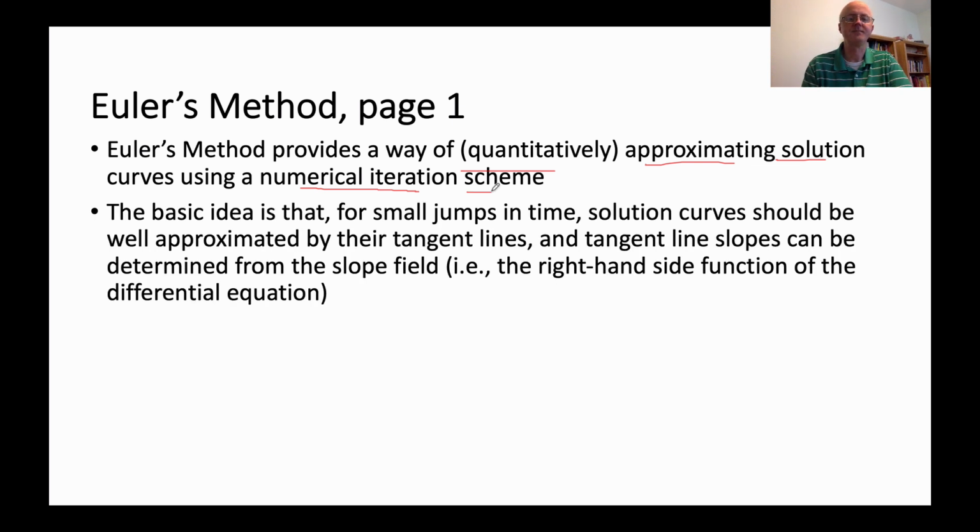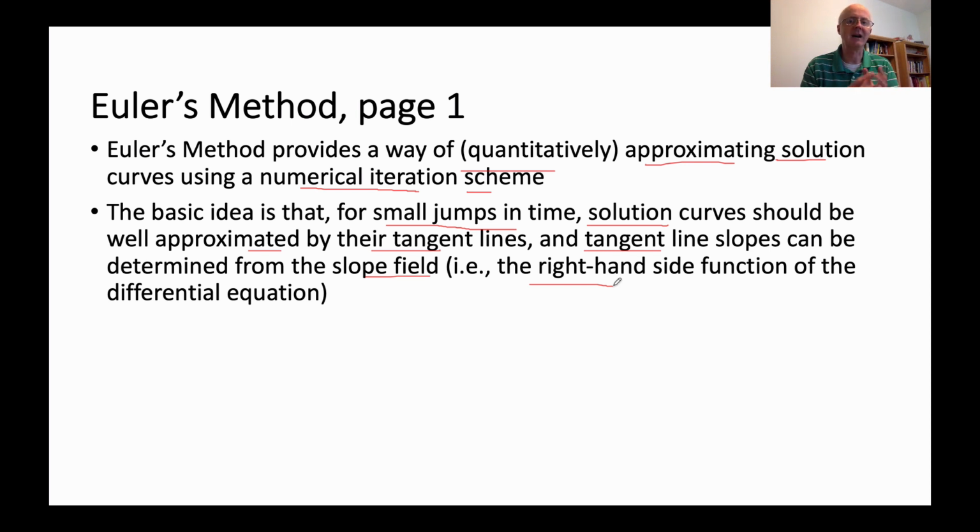The basic idea is this. For small jumps in time, how small is small? Well, it depends on the situation. Solution curves, the phi of t functions, should be well approximated by their tangent lines, right? That's a basic fundamental thing in calculus. If you've got a nice function, in particular if their derivatives are continuous functions, for example, tangent lines should be good approximations to the original graph. And the tangent line slopes can be determined from the slope field. In other words, by plugging in the second coordinates of points, the y coordinates, into the right-hand side function, the f of y function. That's how you determine the slope field.